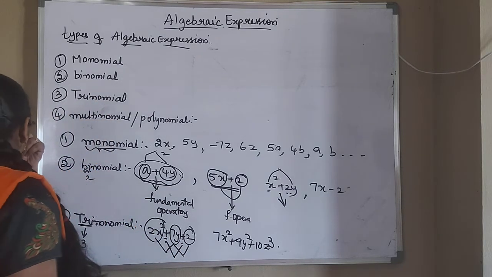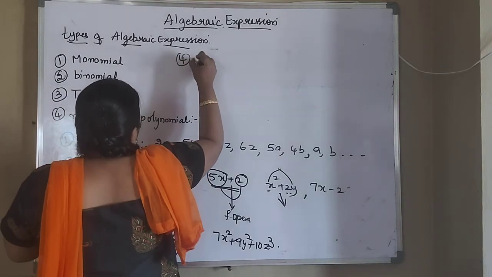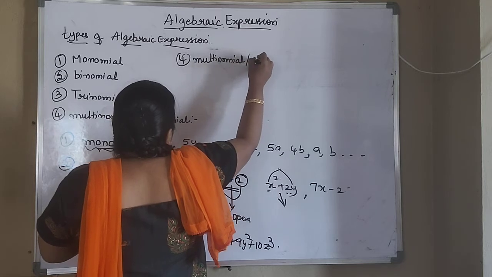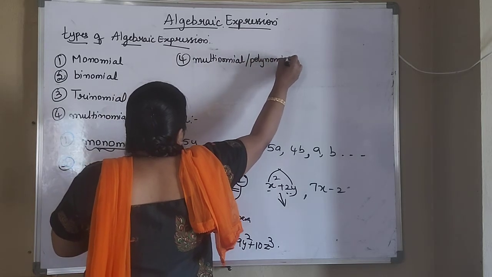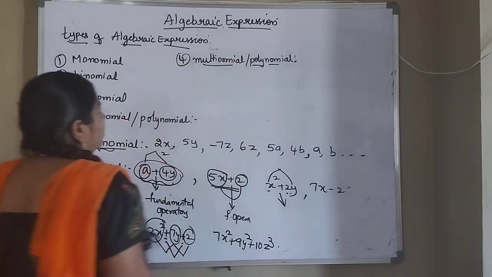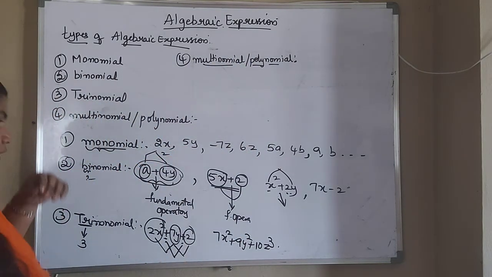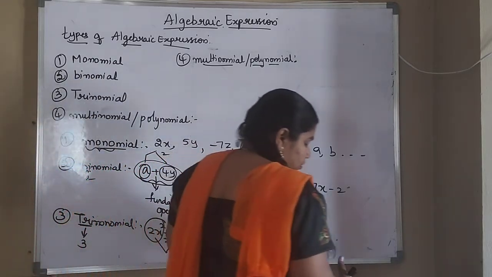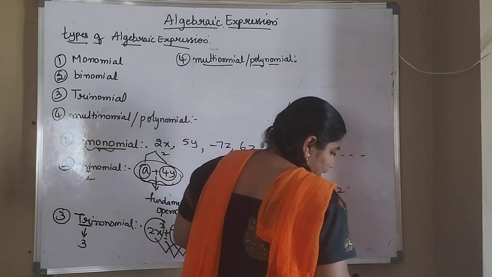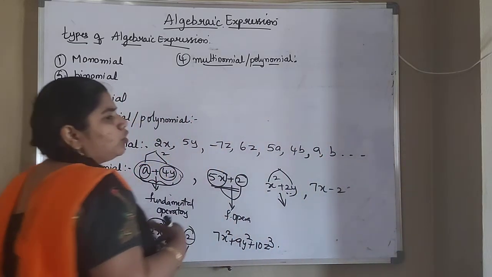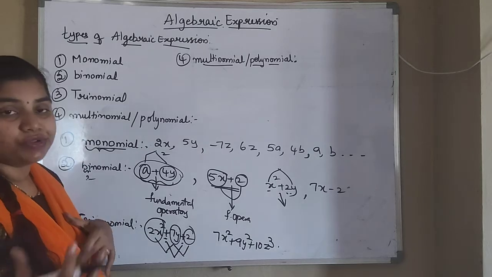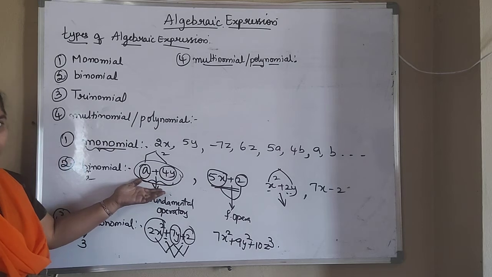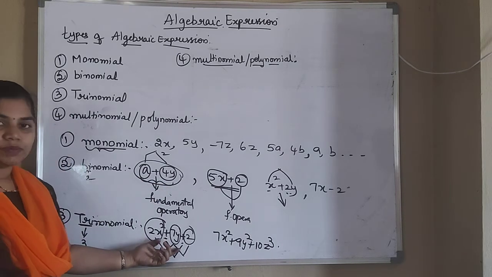Now coming to multinomial or polynomial. What is the next one? Multinomial or polynomial. So what do you mean by multinomial? Multinomial is nothing but the expression having more than 3 terms. It can have one or more terms, we will call it a multinomial. Here binomial we can also call a multinomial. Trinomial also we can call a multinomial.